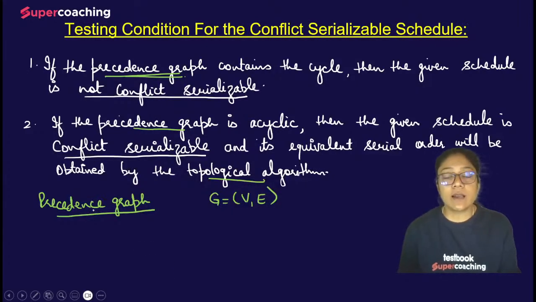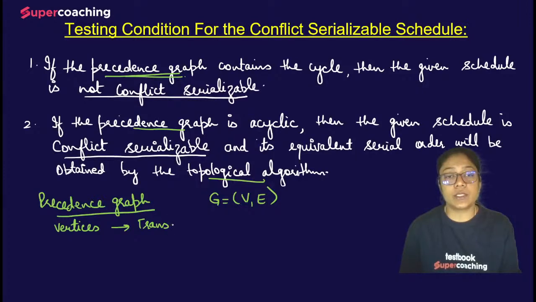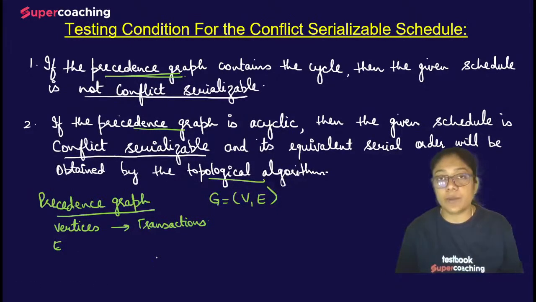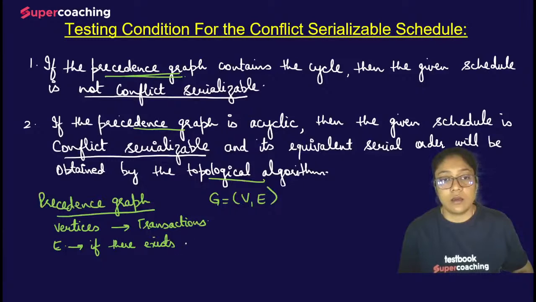तो अब इस precedence graph में vertices क्या represent करेगा? Vertices will be representing the transaction numbers, or vertices is representing the transactions, and edge will exist between the conflict pair. Edge कब exist करेगी? If there exists a conflict pair between those transactions.